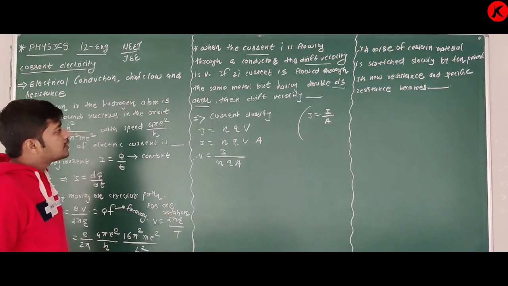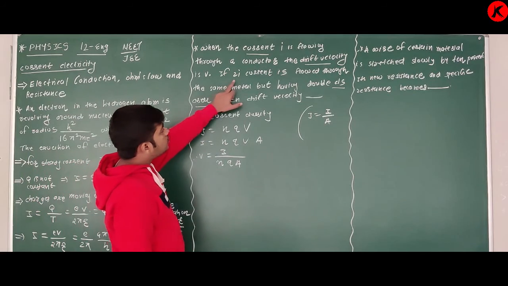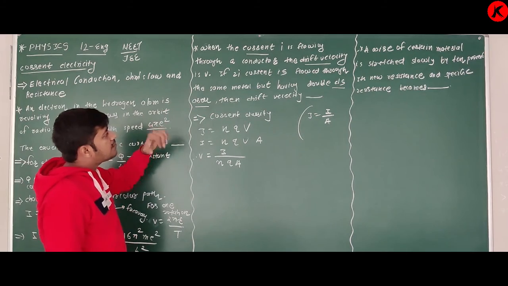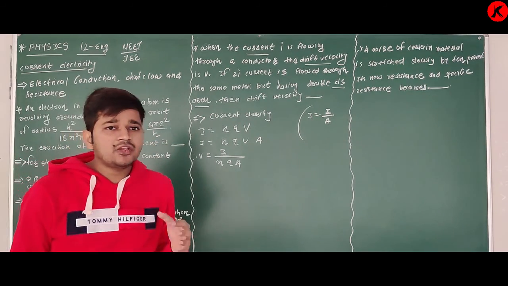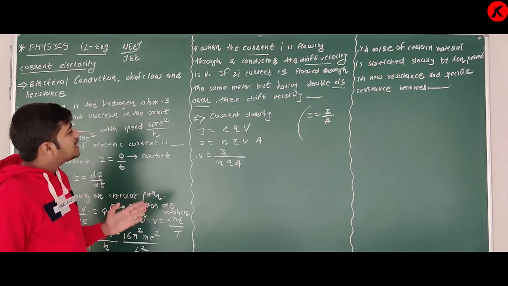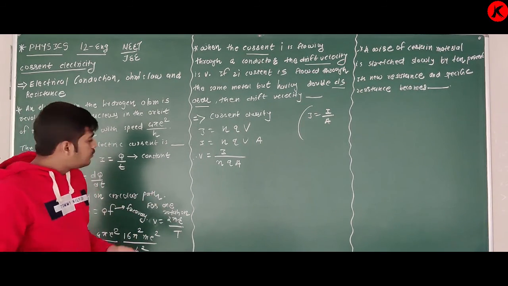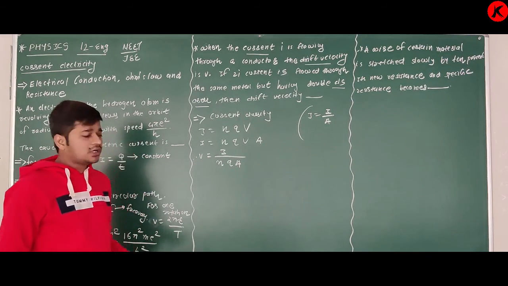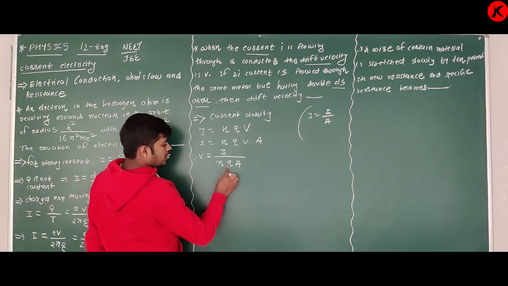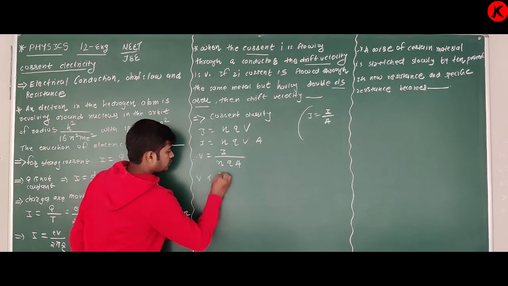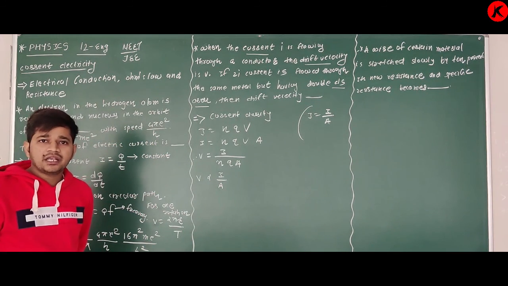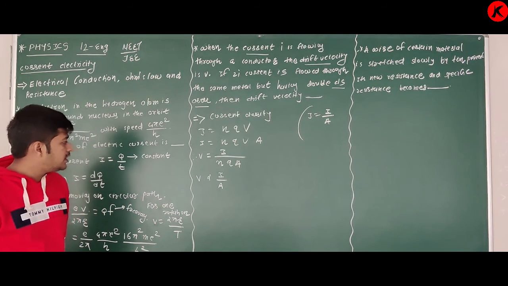Now what are you given? If current 2I is flowed through the same metal but with double cross-sectional area, it means current is doubled and cross-sectional area is also doubled. So how does drift velocity depend on current and cross-sectional area? V is equal to I upon NQA, so we can say V is proportional to I upon A.